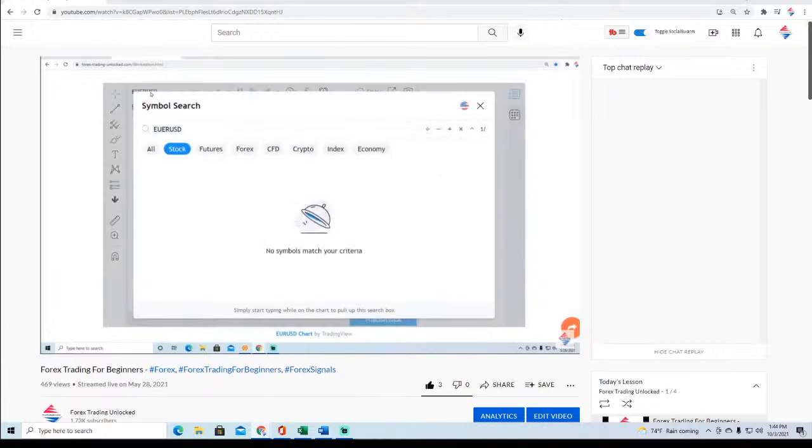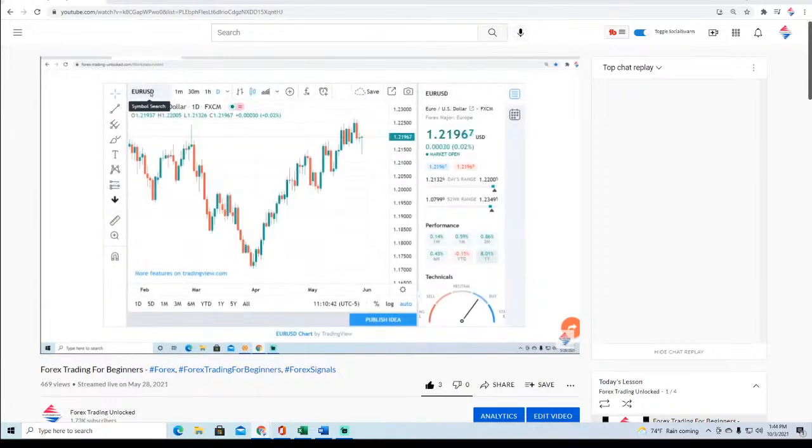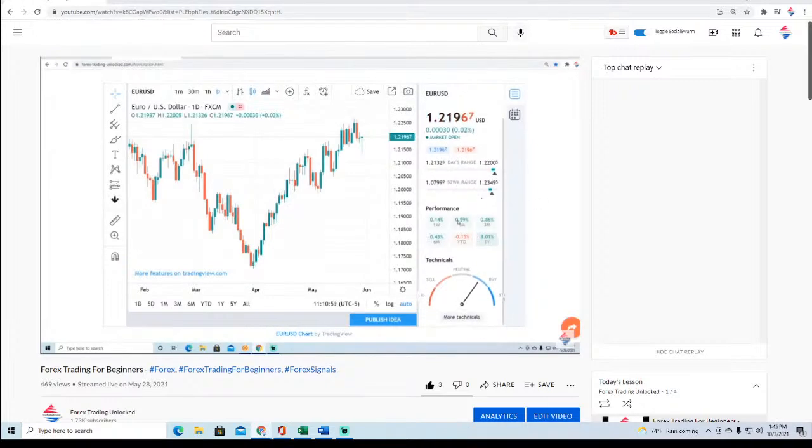All right, whoops, put the wrong symbol on. Euro, US dollar. Okay, so once again, we get back to here, and you can see on a Forex basis that it gives you the current market quotes. So this is all live in action. Gives you some basic numbers, some performance numbers, and also some technicals.